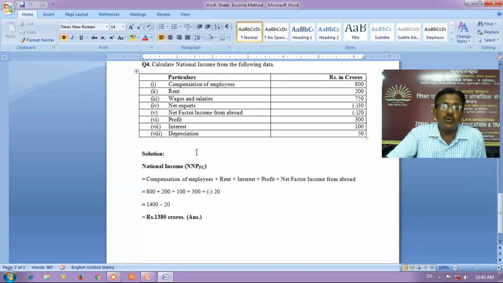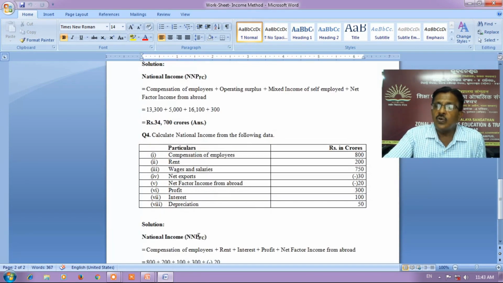Here also some of the items are given to confuse you. As you know, depreciation is not required to find this NNP at factor cost, because when you add the factor incomes, we get the value of net domestic product at factor cost. Net domestic product at factor cost plus NFIA is NNP at factor cost. So when you get a question, you first find out what items are required for finding this concept. Then what items are not needed, so you don't bother about those.